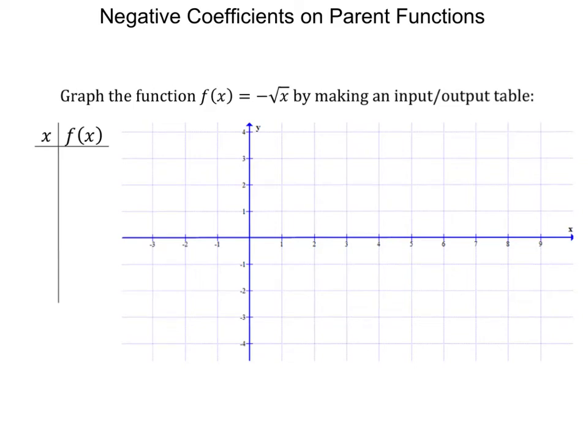In this next video, we're going to explore the effect that a negative coefficient will have on a parent function. So given that we just graphed f of x equals the square root of x, I'd like us now to be looking at what about the graph of f of x equals negative square root of x? What happens if I have a negative coefficient here?